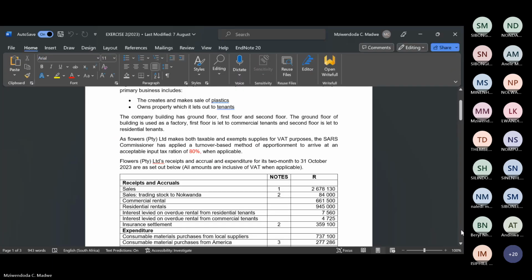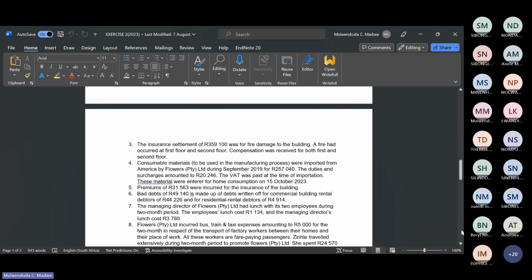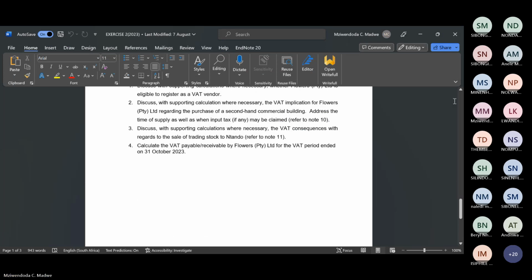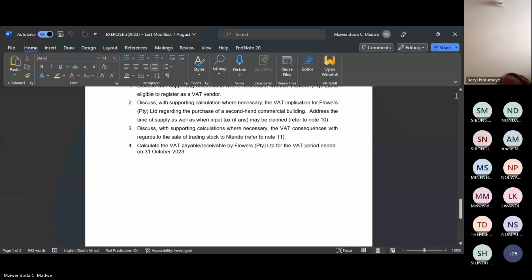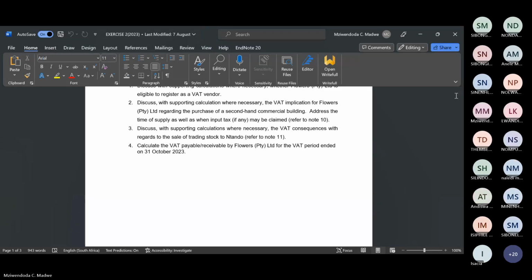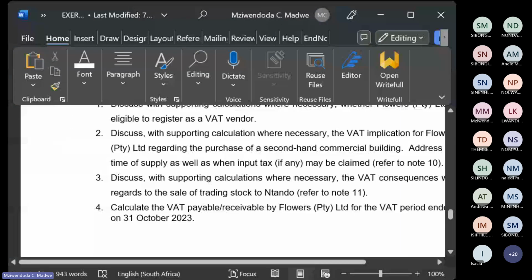Okay. And then requirement number 2. Oh, let us start with requirement number 3. Requirement number 3 reads as follows.